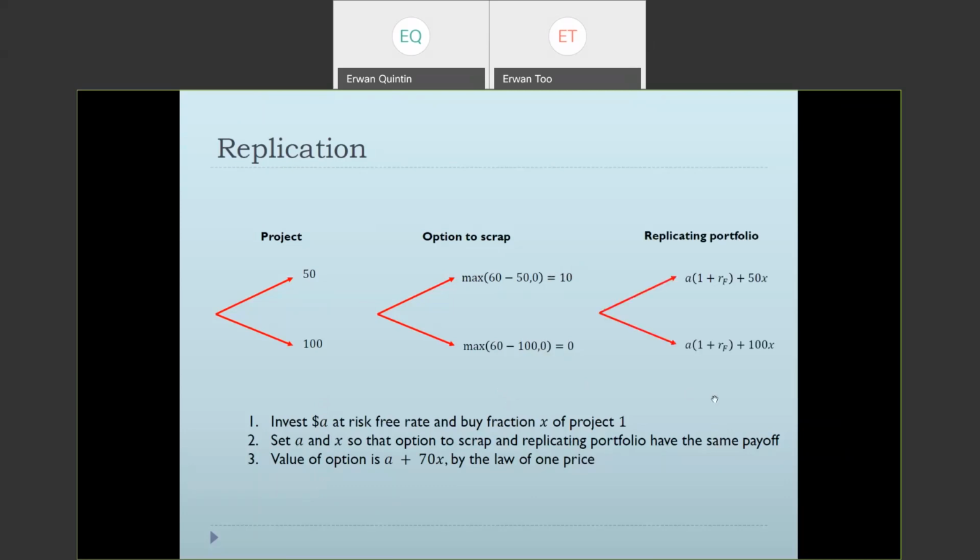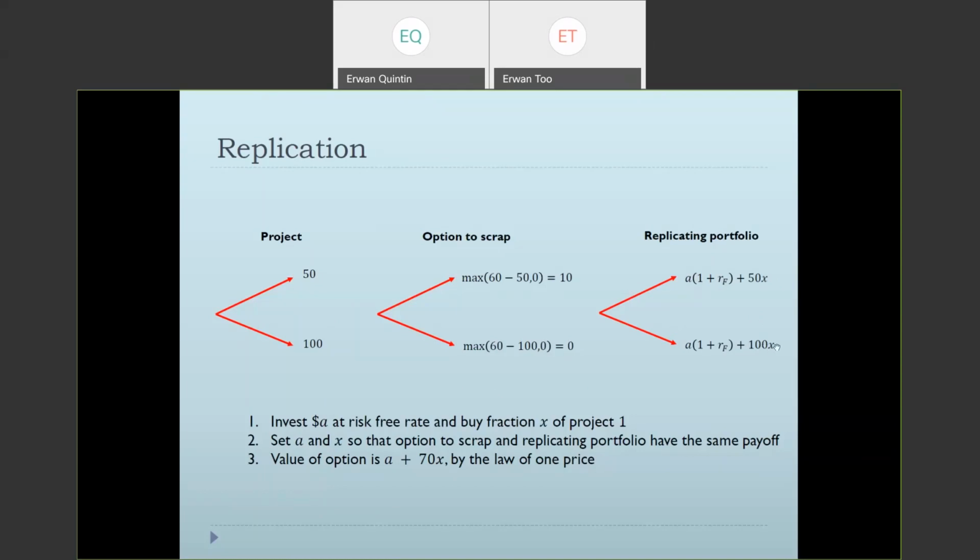So my replicating portfolio, the one in which I invest A at the risk-free rate and I buy a fraction X of project number one, is going to have a payoff of A times 1 plus the risk-free rate. That's what I'm going to get, and I'm going to get that no matter what. That's what risk-free means. So I get this whether the project is worth 50 or the project is worth 100. And then I bought a fraction X of the project. So if the project is worth 50 and I own 20% of the project, I'm going to get 50 times 20%. And likewise, in this case, I'm going to get 100 times 20%.